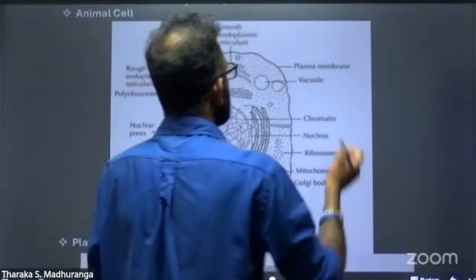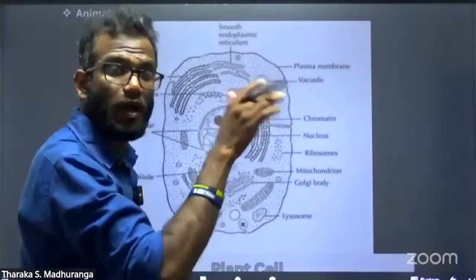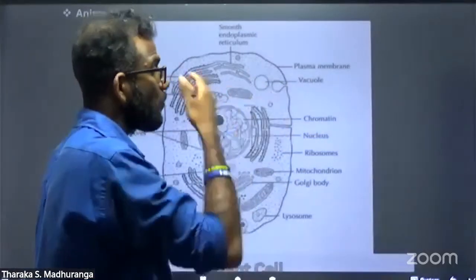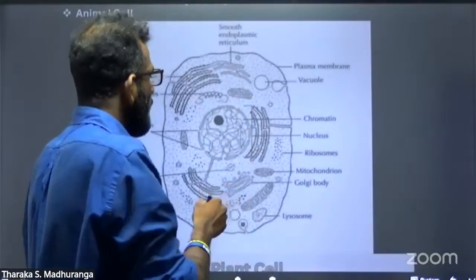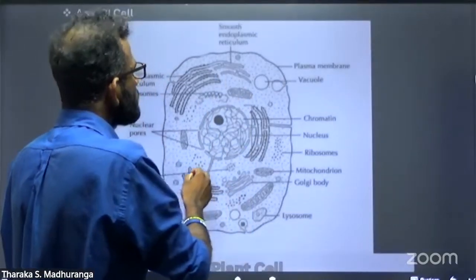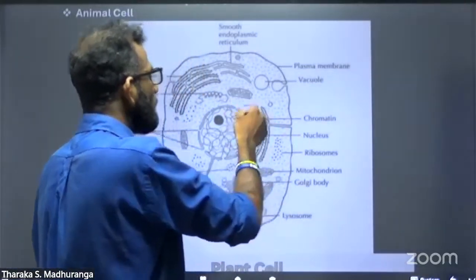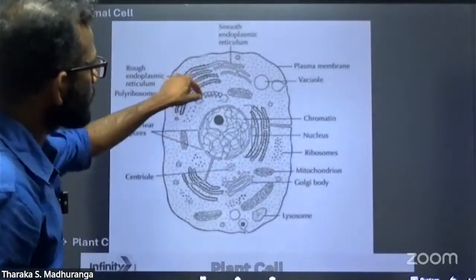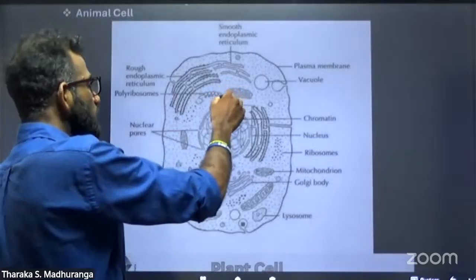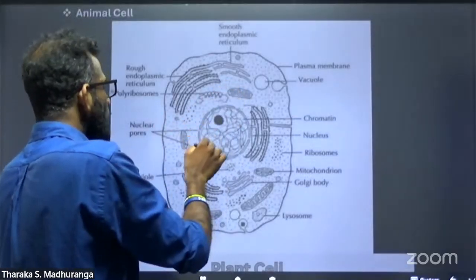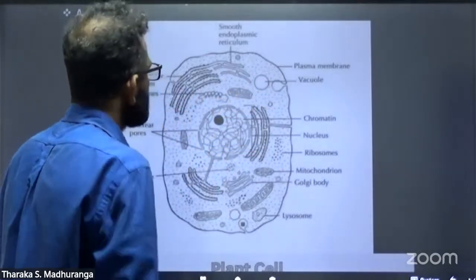The animal cells have small and temporary vacuoles, no large permanent vacuoles. They have only temporary small vacuoles. And animal cells have an organized nucleus, with chromatin, meaning chromosomes and nucleotides. They have a nuclear pore and nuclear membrane that make up the organized nucleus.